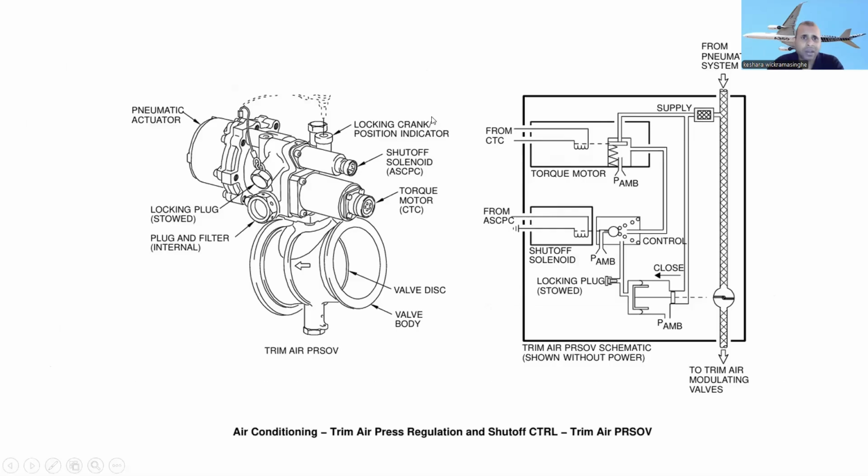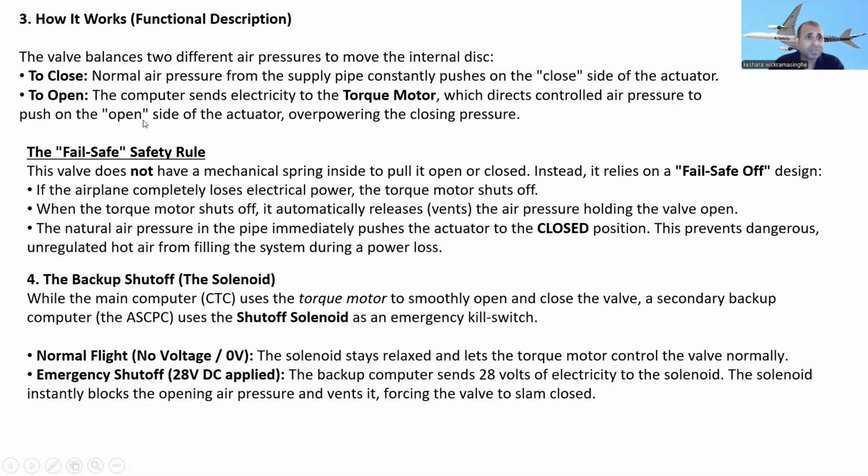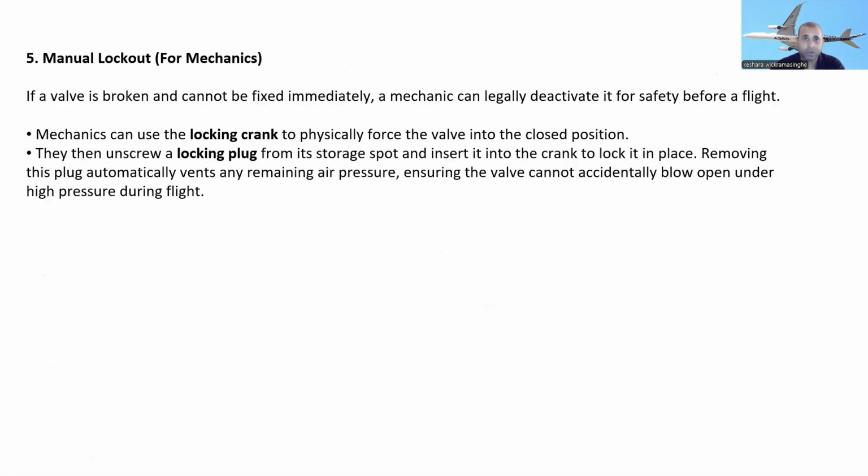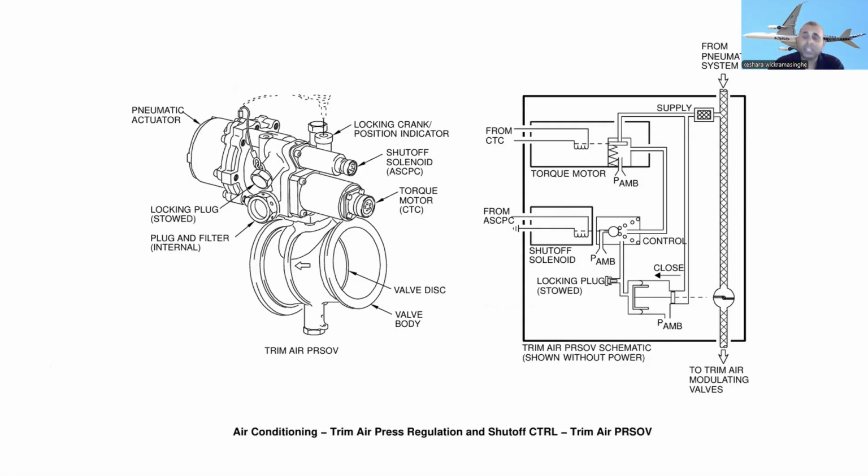We can see this one here. This is the valve disc and valve body. This is the shut off solenoid, and this is the torque motor. To open it, we send electrical signals to the torque motor, then the torque motor runs and opens the valve. Normally it is closed by the normal air pressure, and to open it we need to send electrical signals to the torque motor.